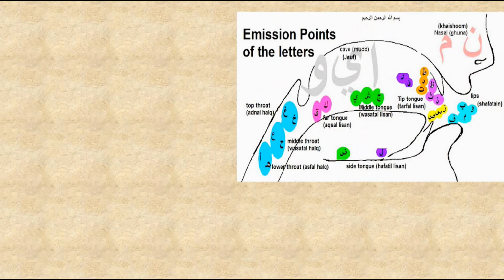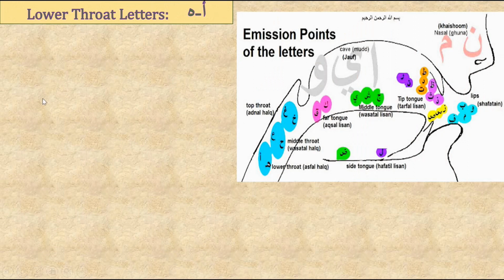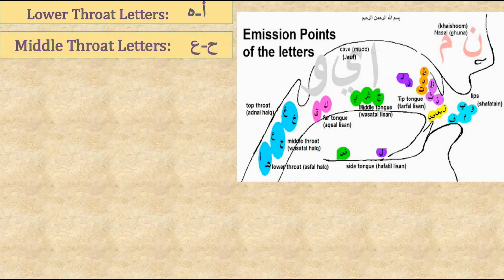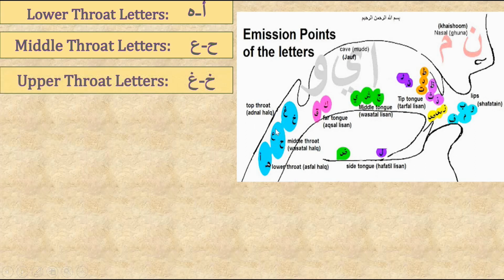Now let's learn how to pronounce each letter. Lower throat letters: A, Ha. Middle throat letters: Ha, A. Upper throat letters: Kha, Gha.